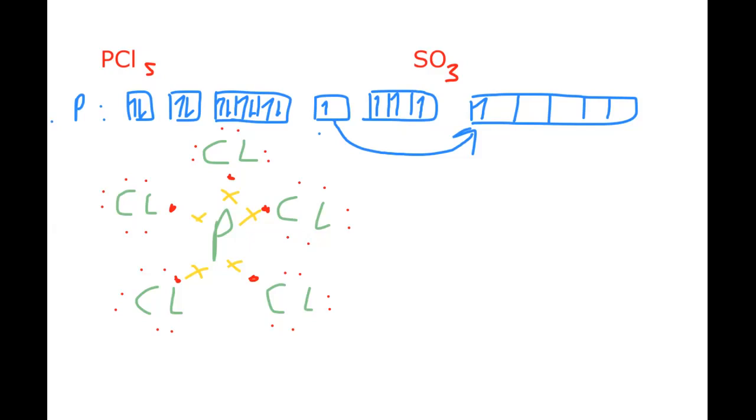So now it has 5 incomplete orbitals, which is why it can form 5 bonds. This is termed as octet expansion, and it is an exception to the octet rule.